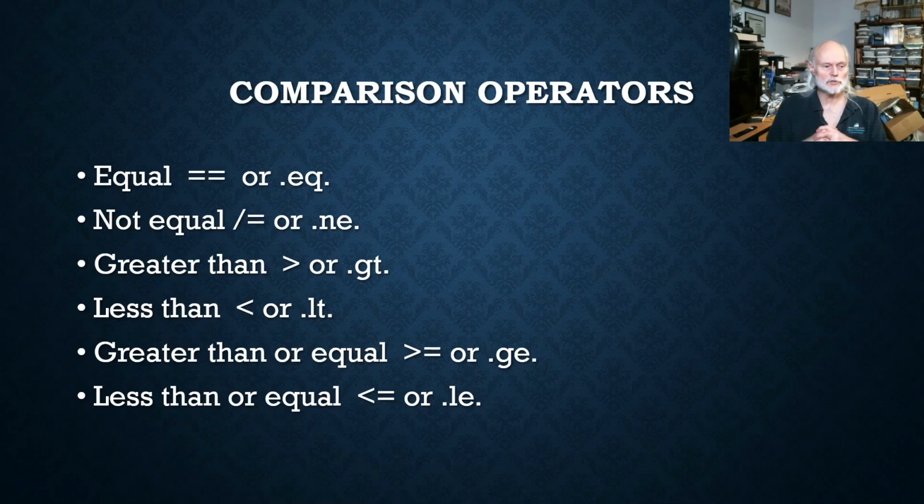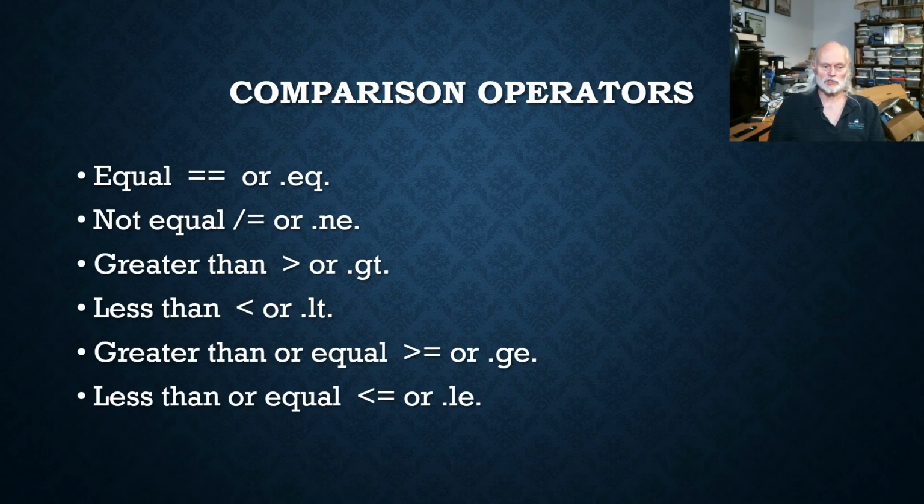In this video, we're going to start looking at our comparison operators or logic operators, and we have 6 of them. We have equal, not equal, greater than, less than, greater than or equal to, and less than or equal to. For equal, we use the double equal sign because the single equal sign is the assignment operator, or we can use the old style from Fortran 77, .eq. Both work.